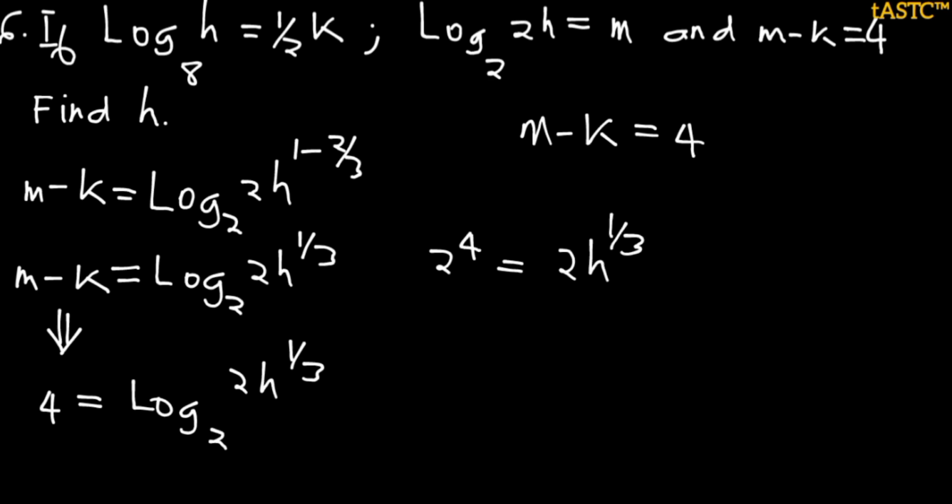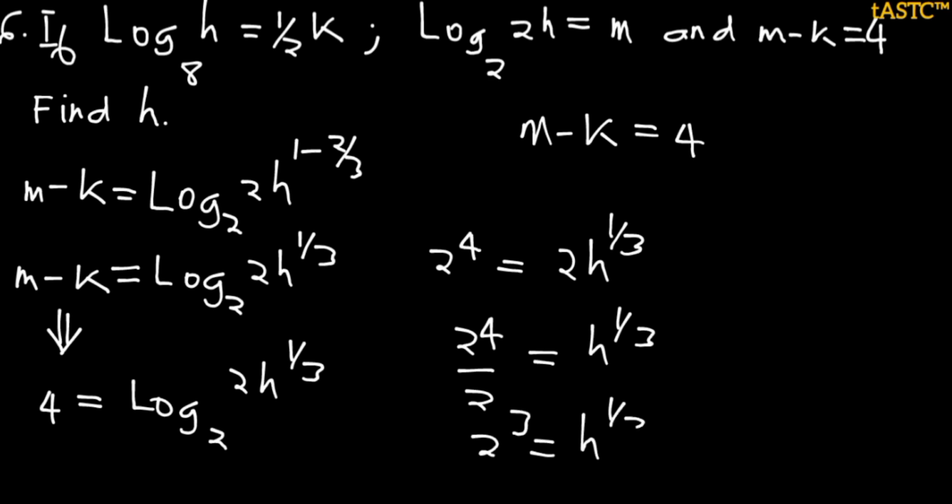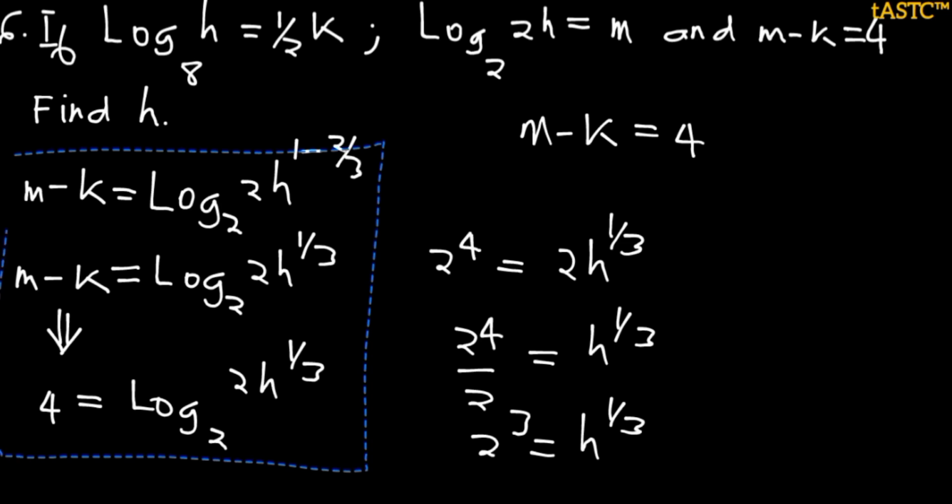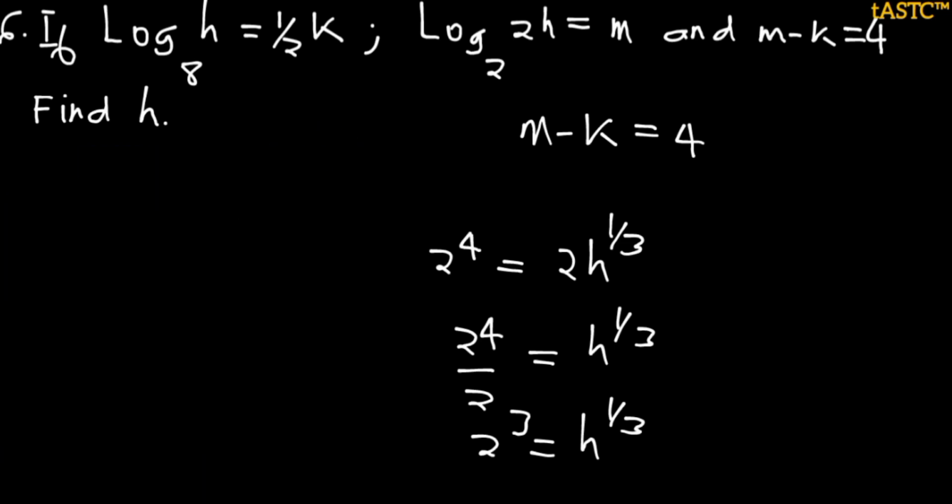Now, this is 2 to the 4th. This is 2 to the first power. So we can have it as 2 to the 4th divided by 2. Basically, what I did is divide both sides by 2. So this is going to change to 2 to the 3rd, and this will be equal to h to the 1/3. Now, from here, we need to take this stuff away. How can we do that? In order to take this away, we need to take the power of 3 to both sides. So here we're going to have 2 to the 3rd.